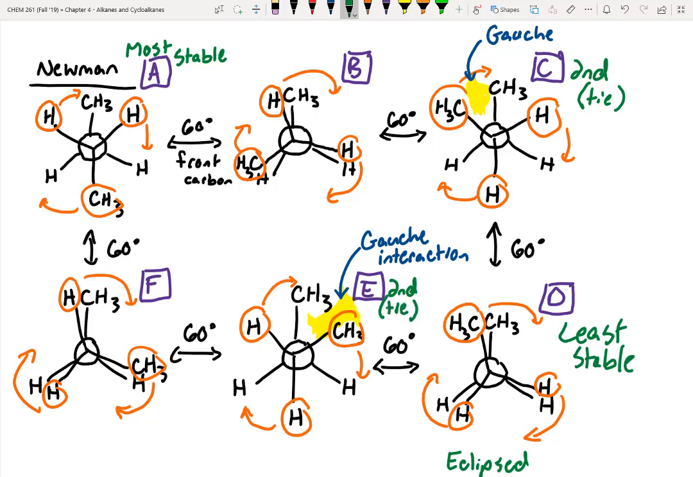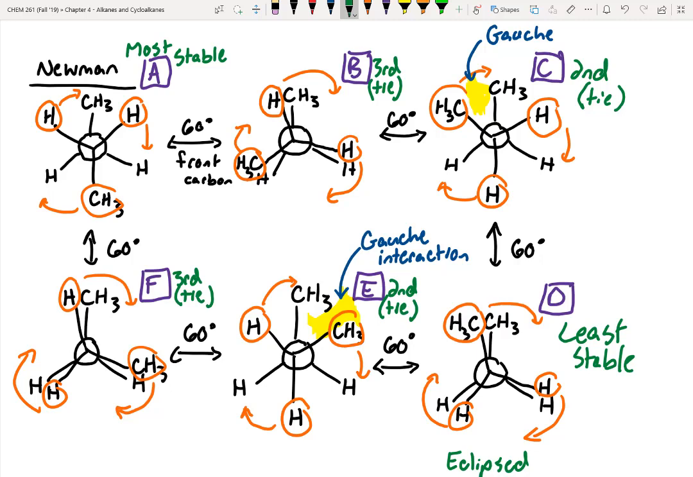All right, that leaves us with B and F. Are they the same? I'd say they're pretty similar. You see how in B there's a methyl group on top, kind of eclipsed with a hydrogen in the back? Same thing with one of the corners. Looks like the same is true with F over there. So I'd say this would be a tie for third. And we've got third as a tie. Does that make sense?